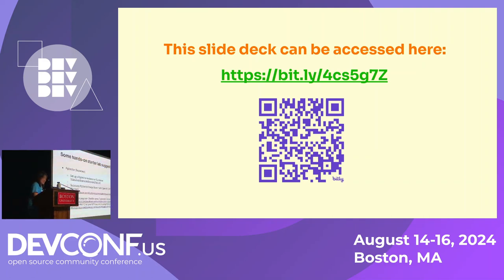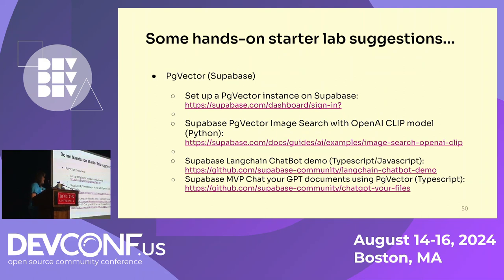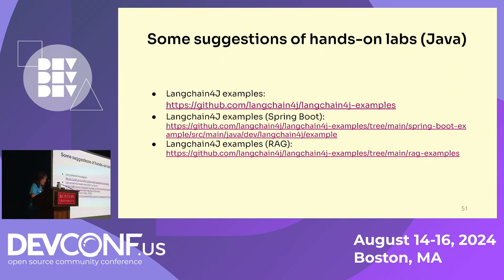Once you have this slide deck, you can look at some resources, because I did a workshop on PG Vector too. These are interesting ones from Supabase, which has a hosted PG Vector for free that you can use. I find PG Vector quite easy to work with right off the bat. And then also LangChain4j, if you're a Java person, there are a bunch of examples too, and I highlighted Spring Boot and RAG in there.